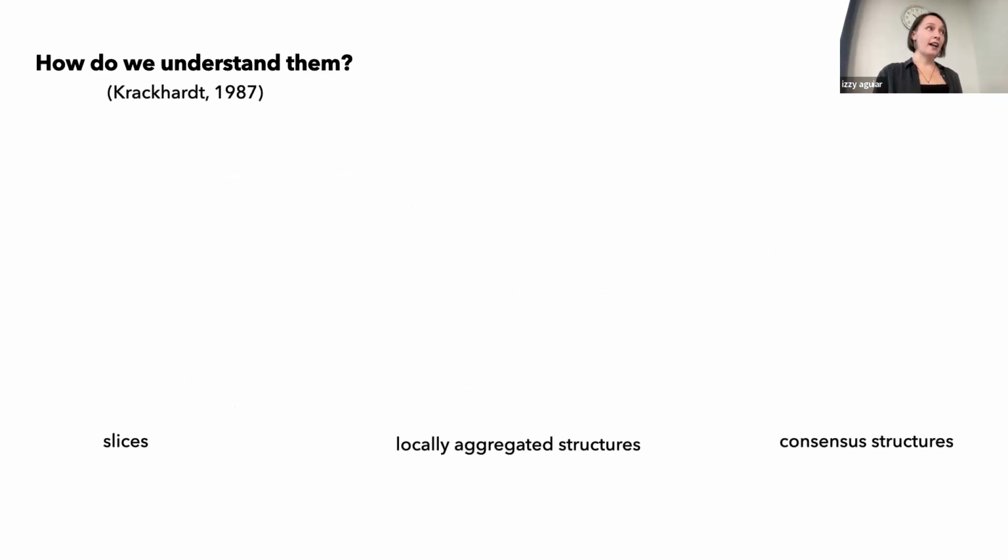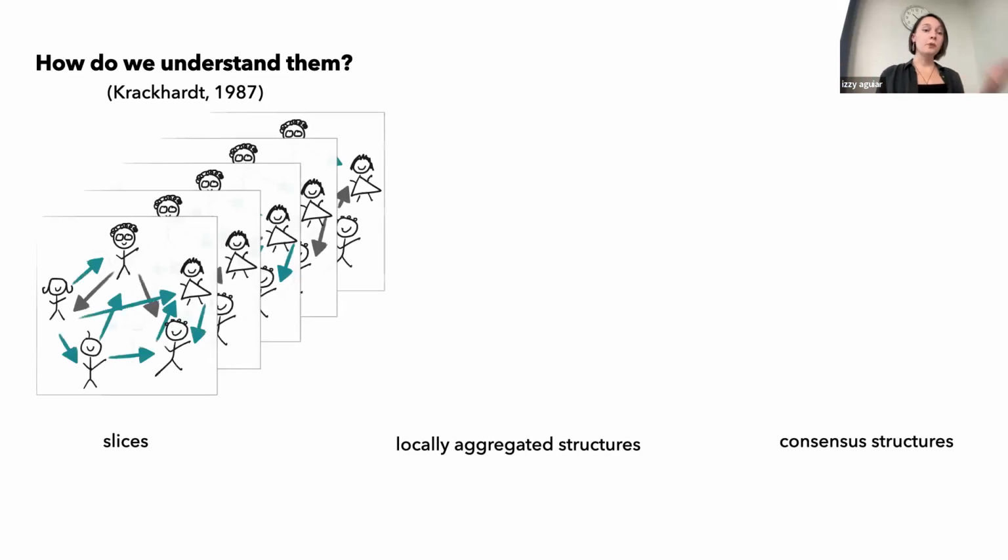In the original Krackhardt 1987 paper, he proposes understanding these very rich data objects by aggregating them or looking at them in individual slices. So instead of considering all of the networks simultaneously, what if we just consider different single layer versions of them? One way of doing that is looking at slices. We can compare my perception of the network to your perception of the network, and that would be comparing 2 slices.